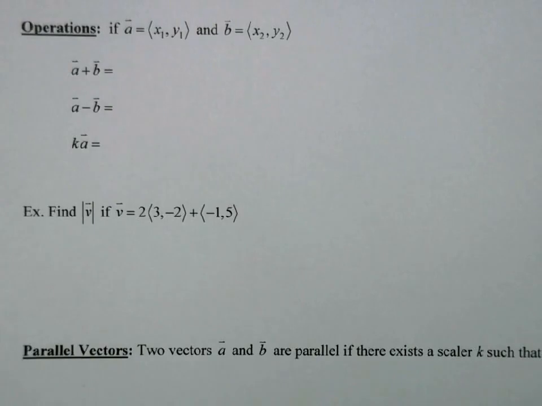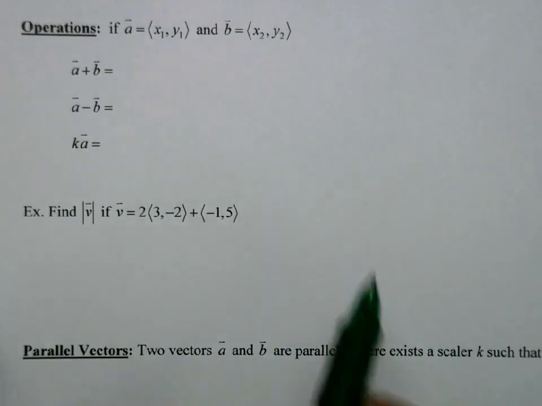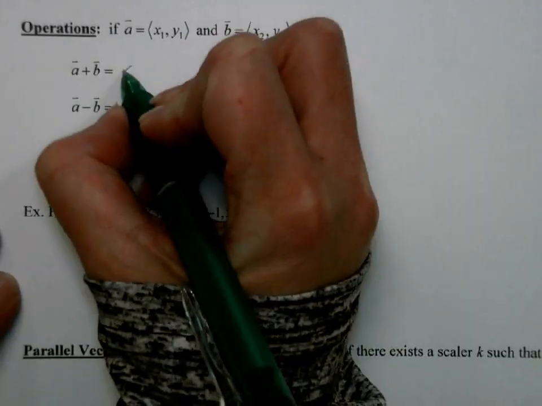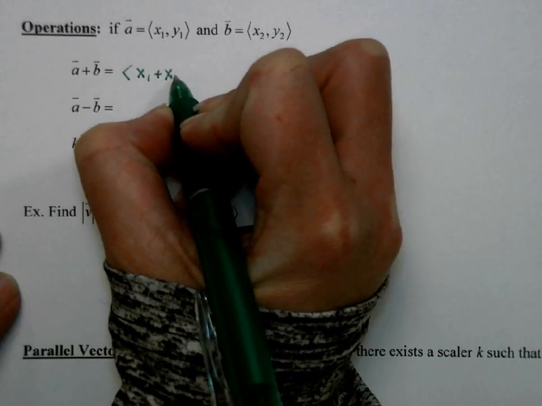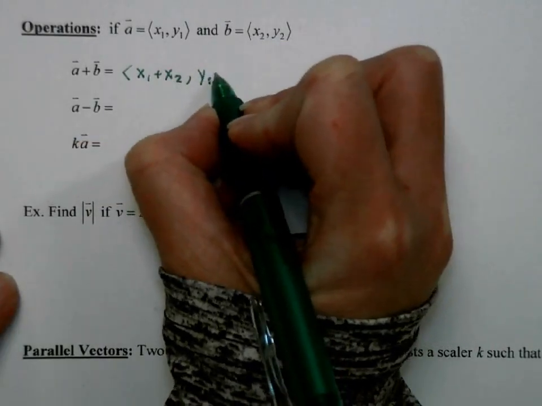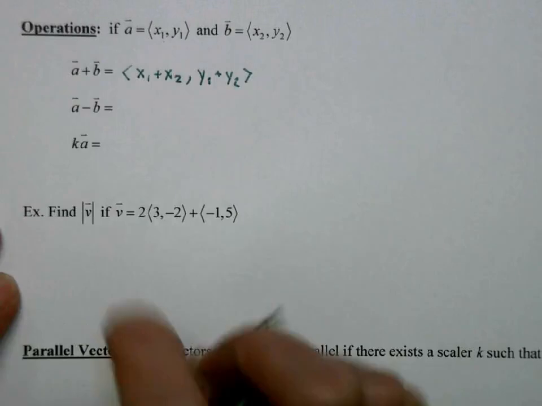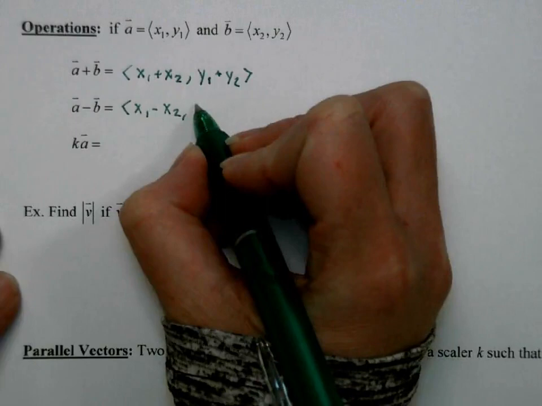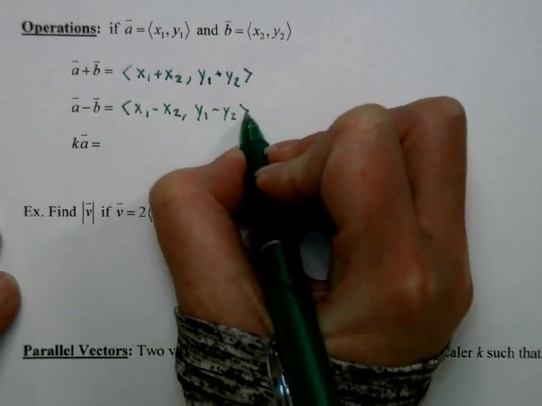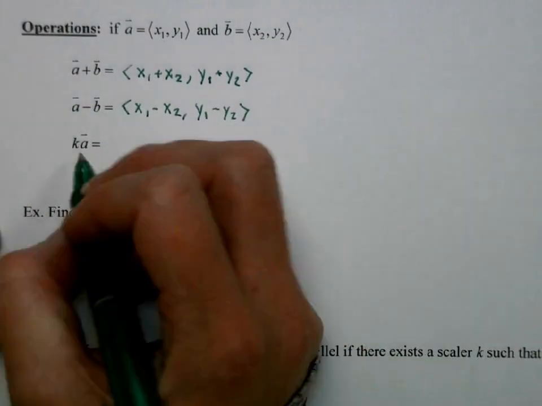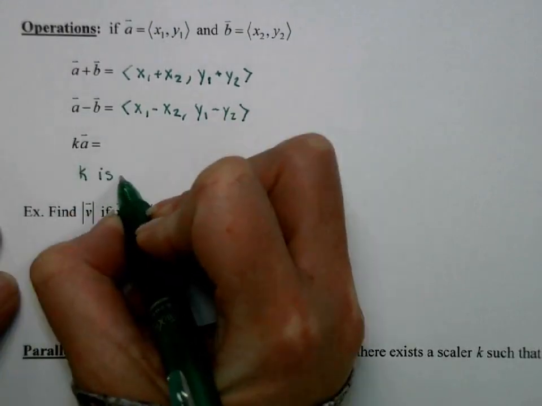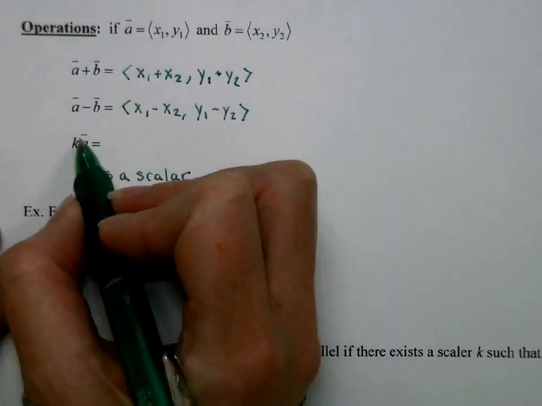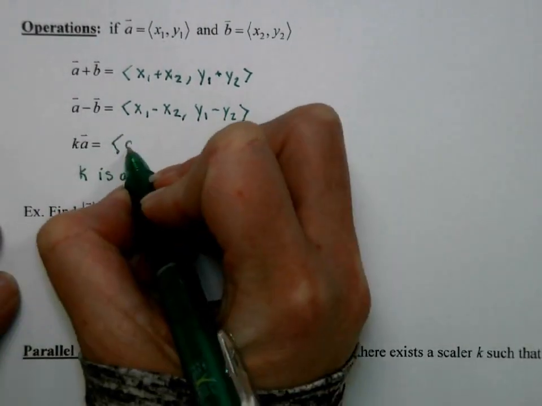Operations in ordered pairs are actually pretty straightforward. These are basically essentially our components. So if I wanted to add A and B, we would add the two x values, and we would add the two y values. Subtraction follows. Okay, and then k is what we call a scalar. Okay, it's just a constant. If we multiply a vector by the scalar, then we just multiply each element by that scalar.